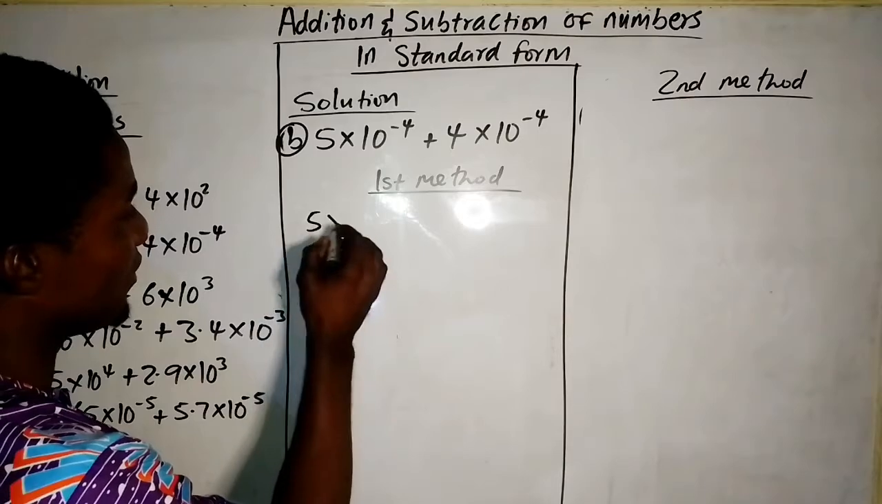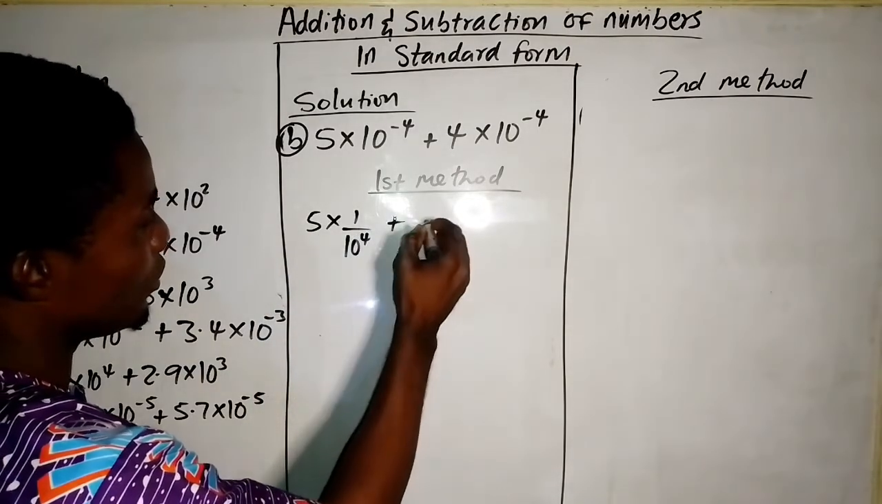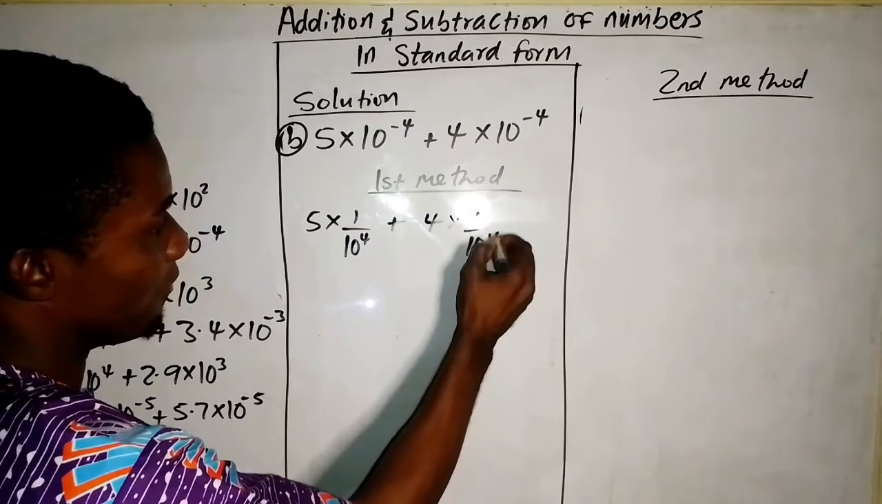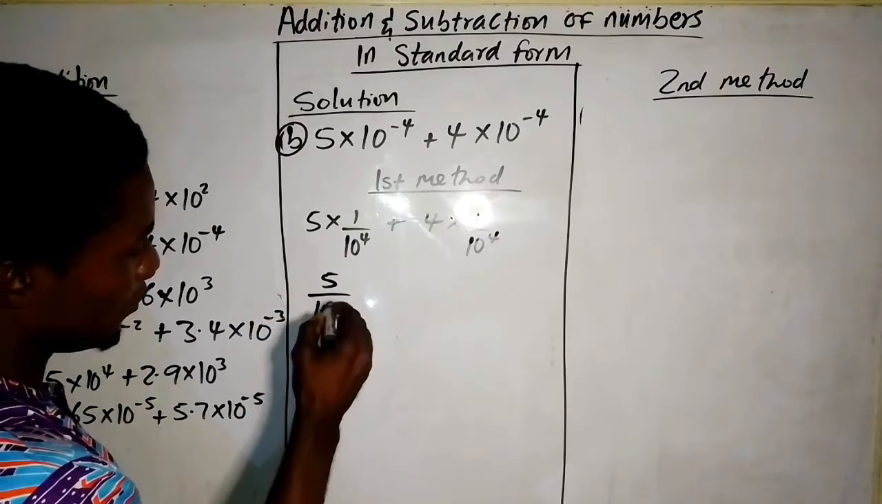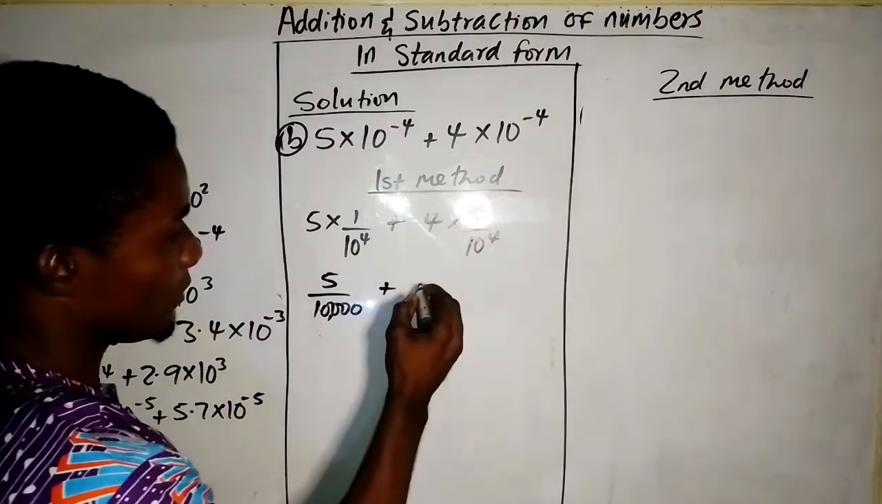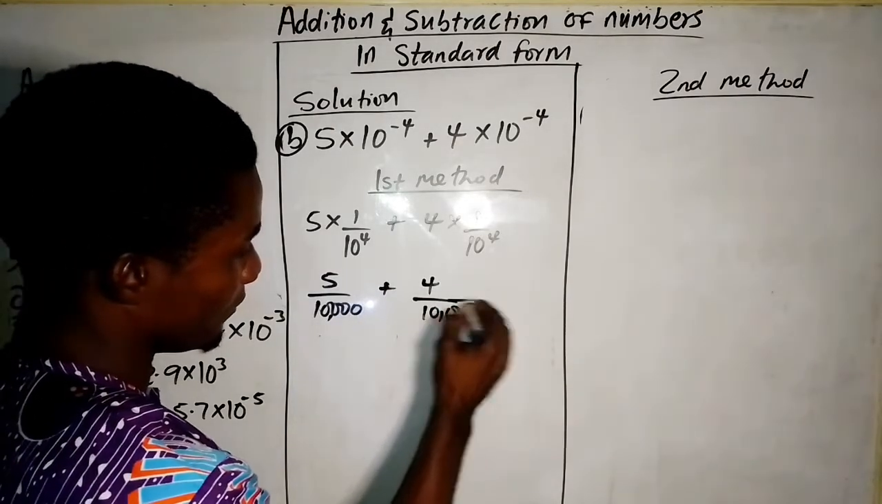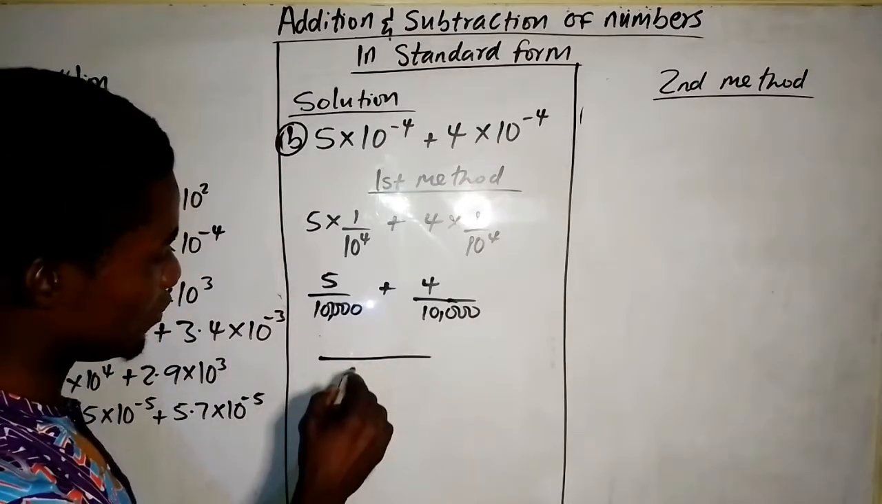So we have 5 times 1 over 10 raised to the power 4 plus 4 times 1 over 10 raised to the power 4. Now, 5 over 10 raised to the power 4 is going to give us 5 over 10,000, plus 4 over 10,000 again. This expression is what? Addition of fractions. Our LCM here is what?